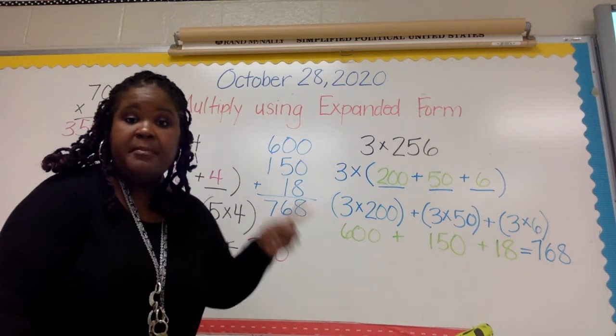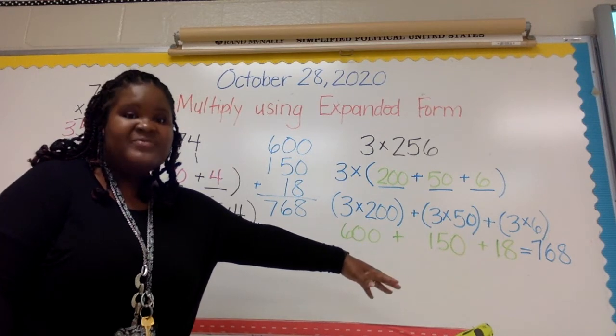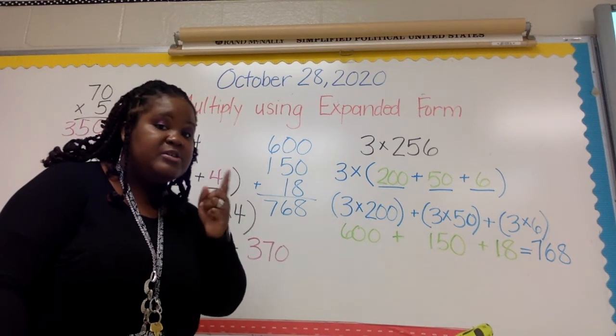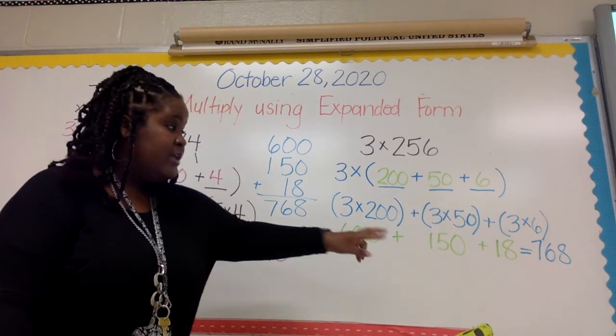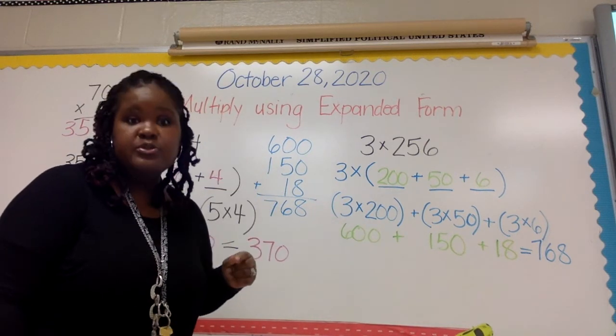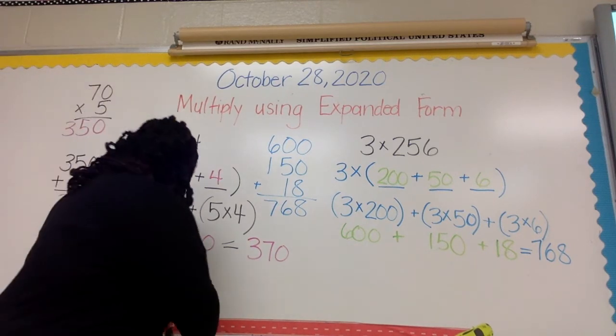Okay? If you are not sure of your product once you have multiplied using expanded form, go and do it the traditional way to make sure your answer is correct before you just give that to me as your answer. Okay, because it could be that you understand the process, but you maybe have gotten off track somewhere. And if your answers don't match up, go back and do your work over again. Okay, so let's work it traditionally to see what we come up with.